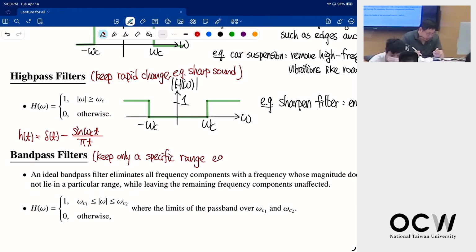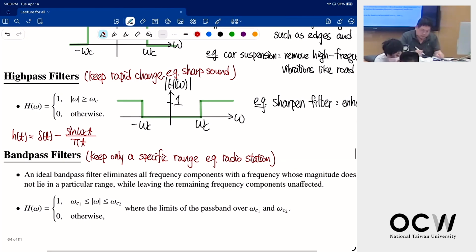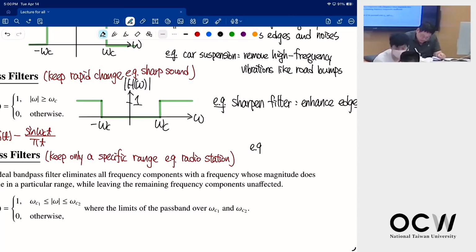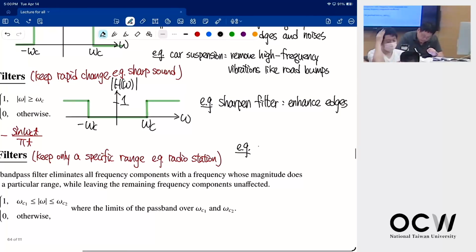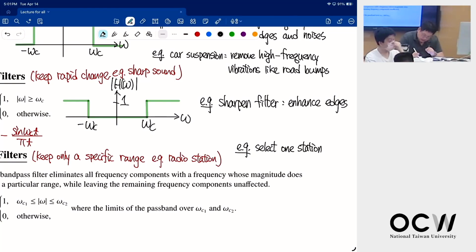Like the radio station. You don't want to hear all the stations coming together, right? So using the bandpass filter, I can just watch some specific channel. So I can select one station and then ignore others.